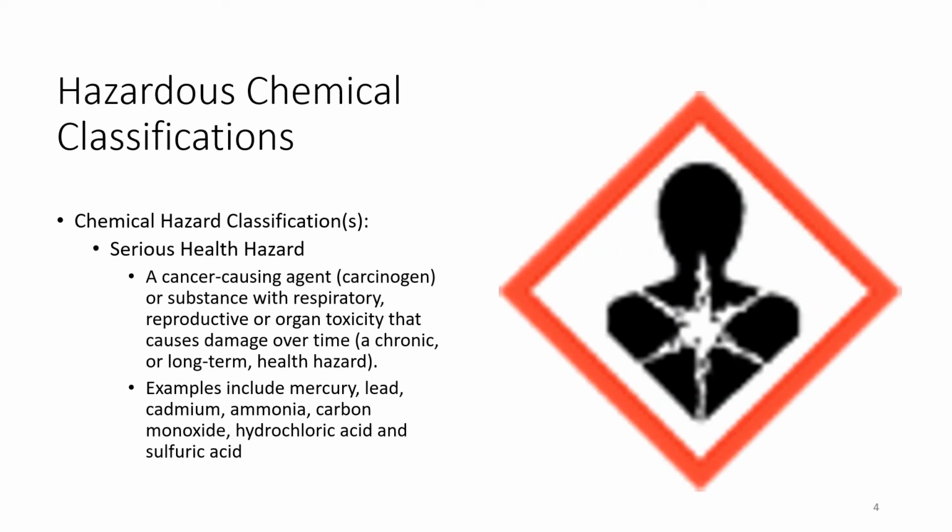The next one, we have the serious health hazard, and this is the one with the human with the exploding chest. I don't find this very intuitive. This one, I struggle with a little bit just to understand it. So we look at a serious health hazard. This is a cancer-causing agent, carcinogen, or substance with respiratory, reproductive, or toxic organ effects, and over time, chronic and long-term health effects.